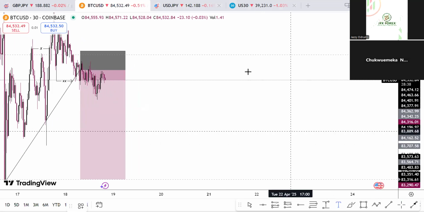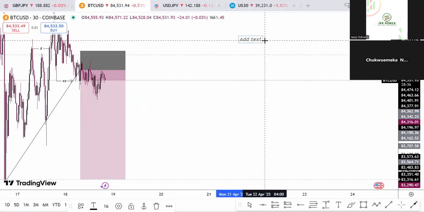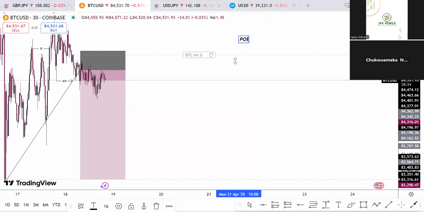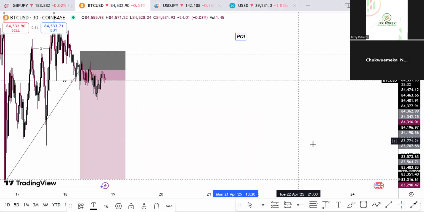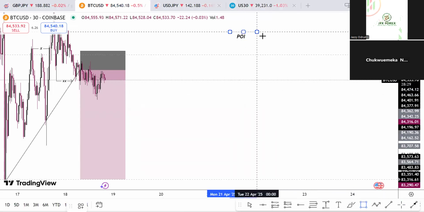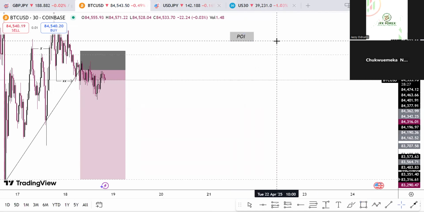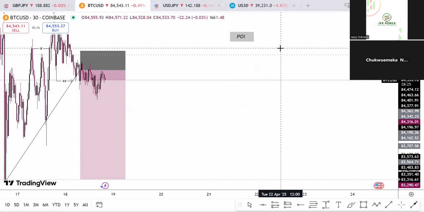This way. All right, let's go on POI. Yeah, we'll be talking about POI. POI. Thank God you are back. Thank God for everything. Let's go.